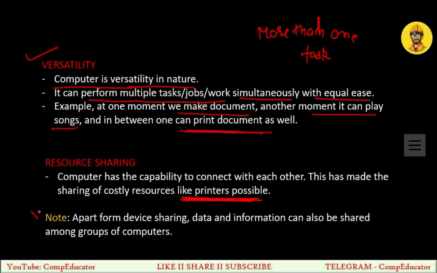Apart from that, it may be an important note point for the students. Apart from device sharing, like a printer, data and information can also be shared among a group of computers. This is an important point.